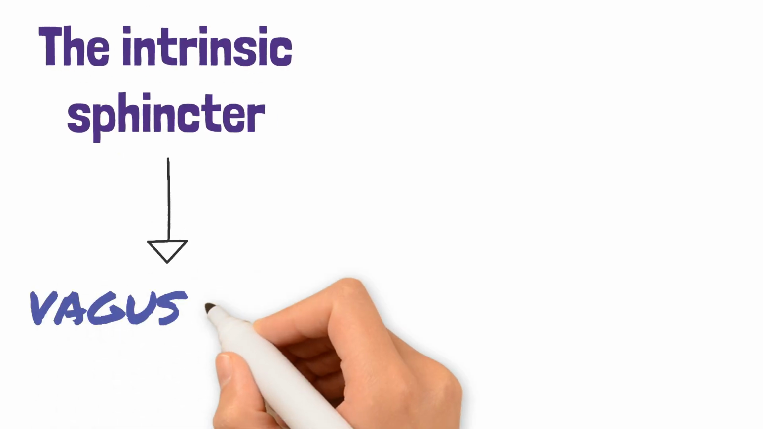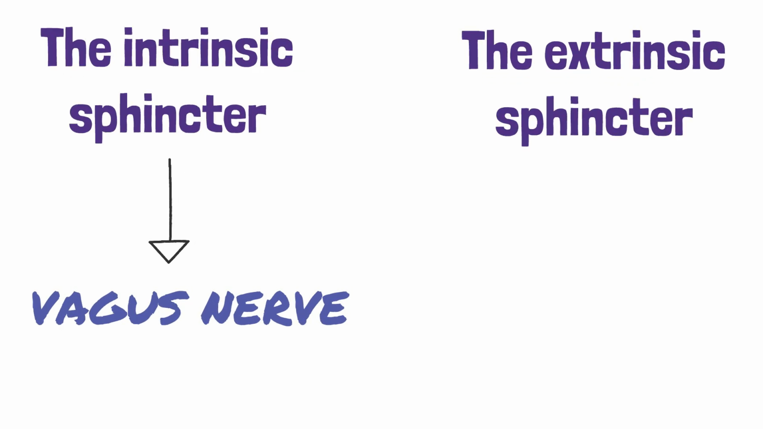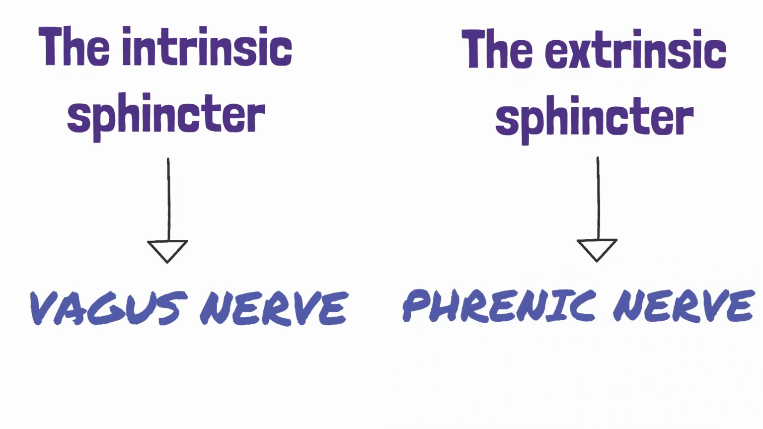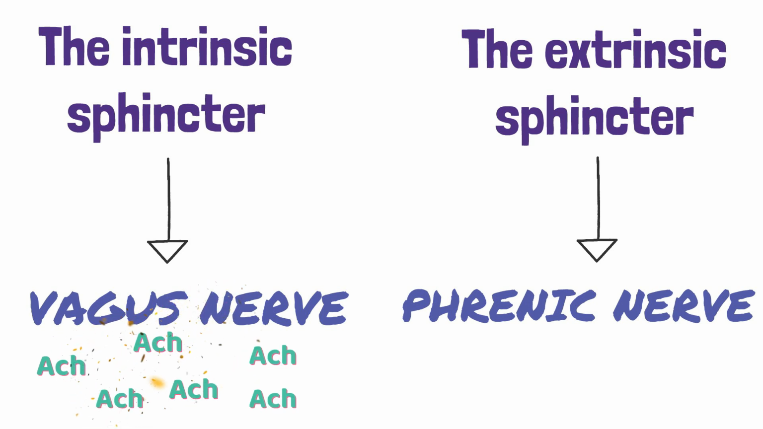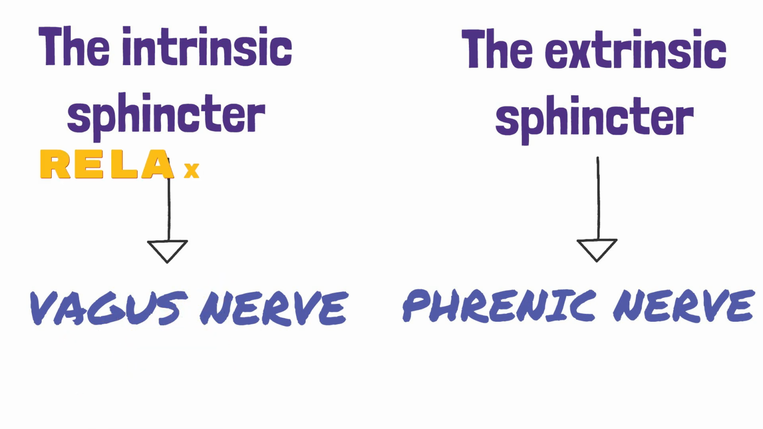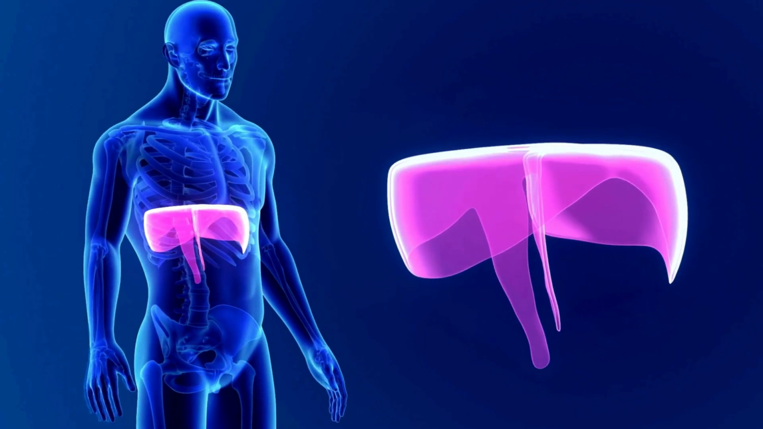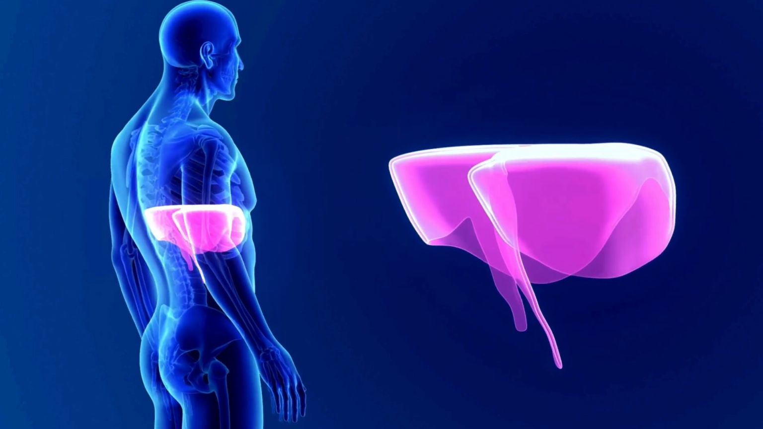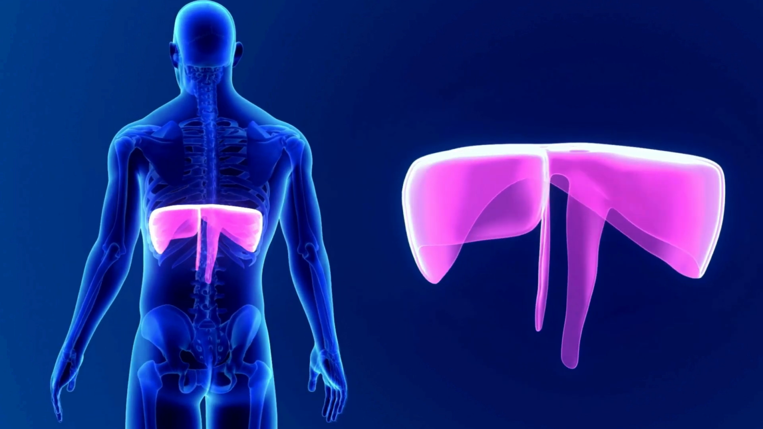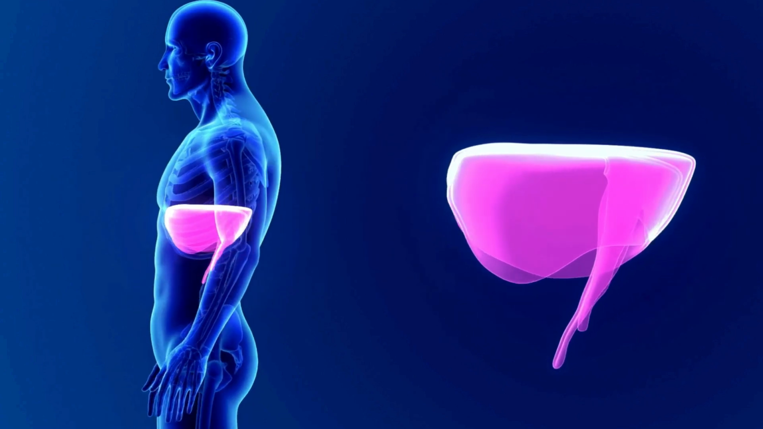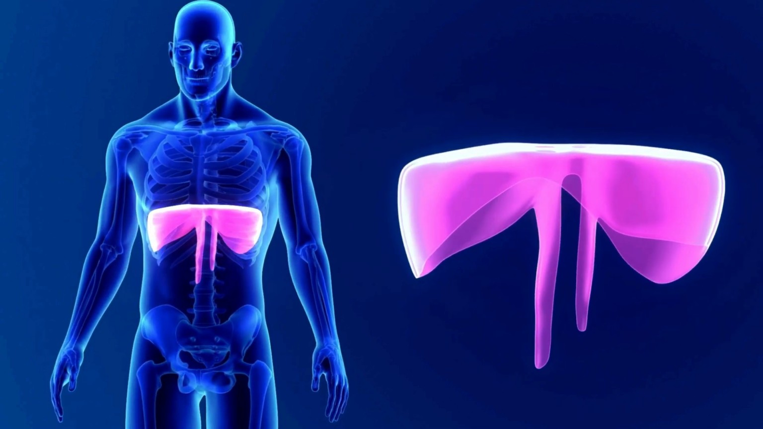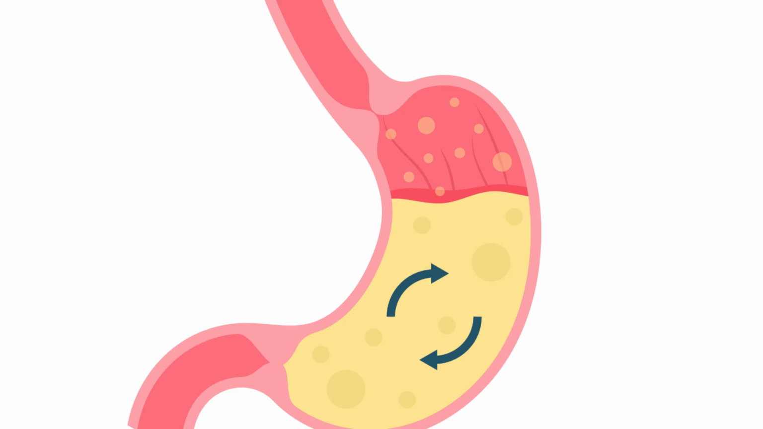The normal tone of the lower esophageal sphincter is under neural control. The intrinsic sphincter function is controlled by the vagus nerve and the extrinsic sphincter function is controlled by the phrenic nerve. When there's a release of acetylcholine from vagal endings, the intrinsic sphincter will contract, and there's a release of nitric oxide and VIP, which will cause the intrinsic sphincter to relax. Contraction of the crural portion of the diaphragm is coordinated with respiration and the contractions of the chest and abdominal muscles. So the intrinsic and extrinsic sphincters operate together to permit the perfect flow of food into the stomach and prevent reflux of gastric contents into the esophagus.